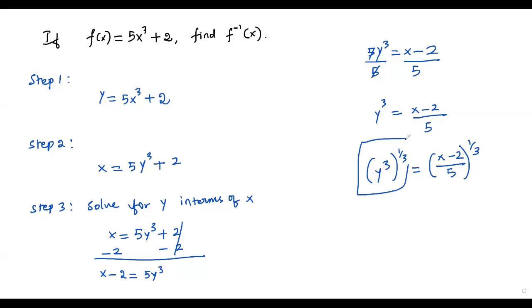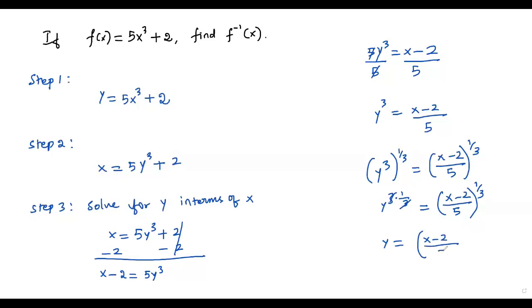Here on the left side, we can use the power of a power rule in exponents. That is, we have exponent 3 for y, and for this complete expression, we have the exponent 1/3. Whenever we have two exponents like this, we can multiply the two exponents, 3 and 1/3. On the right side, we write the expression as it is, x minus 2 over 5 whole to the power 1/3. So this 3 will cancel out. Now I solve for y, that is x minus 2 divided by 5 whole to the power of 1/3.